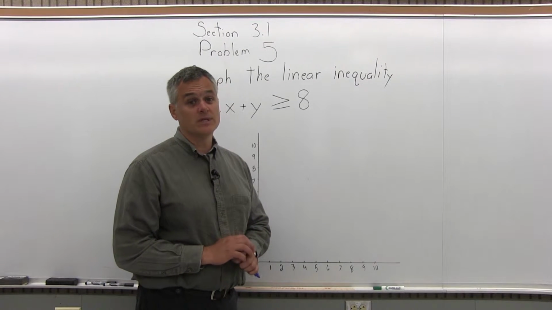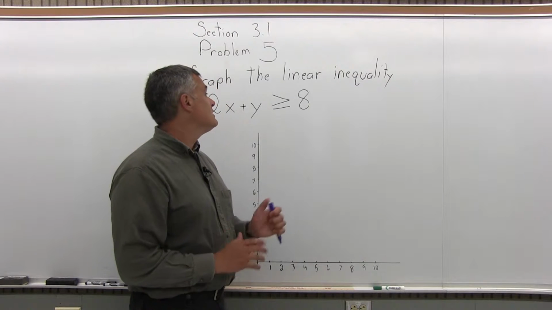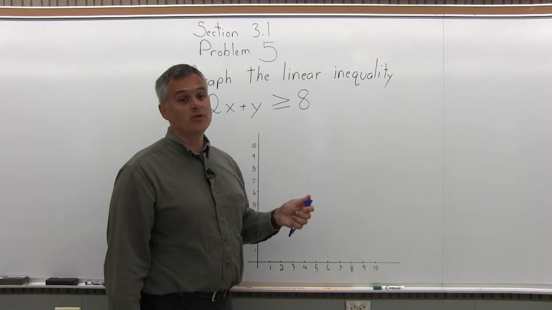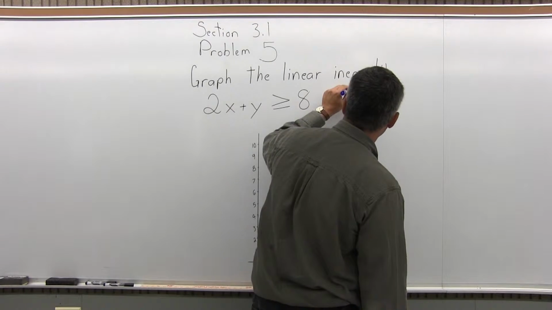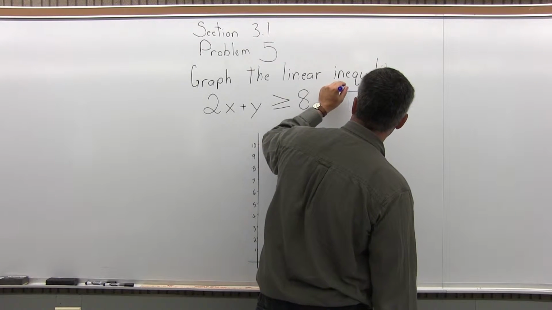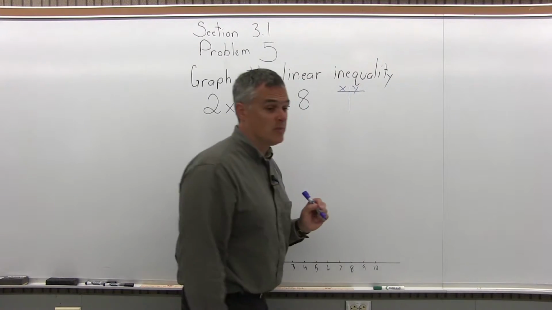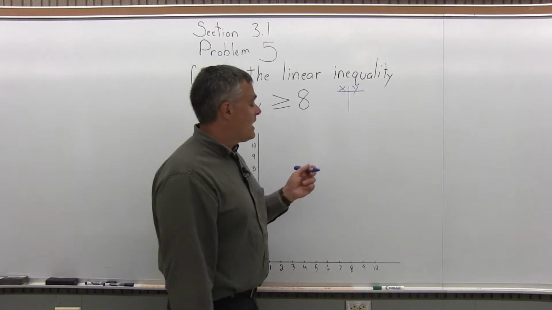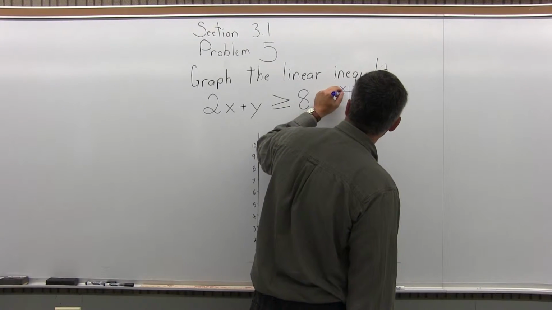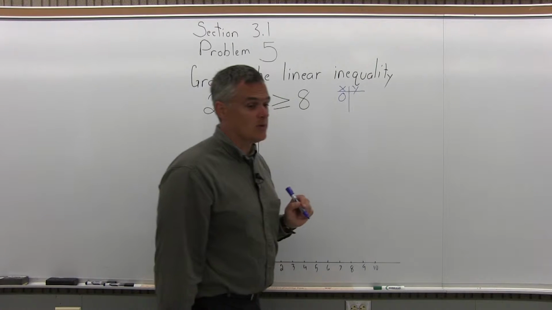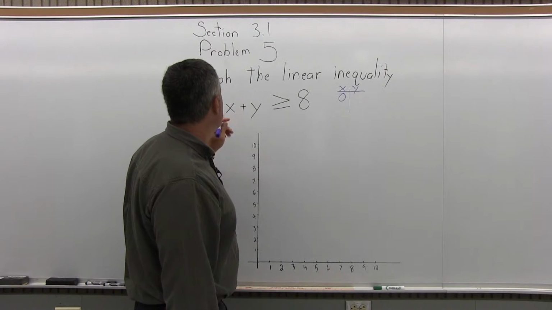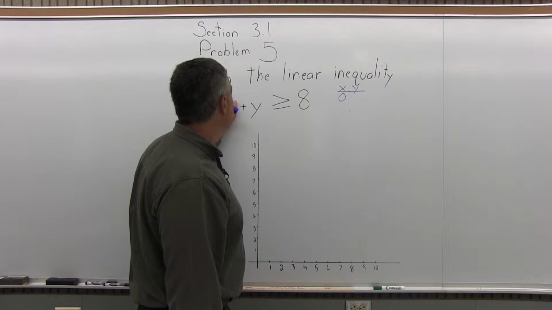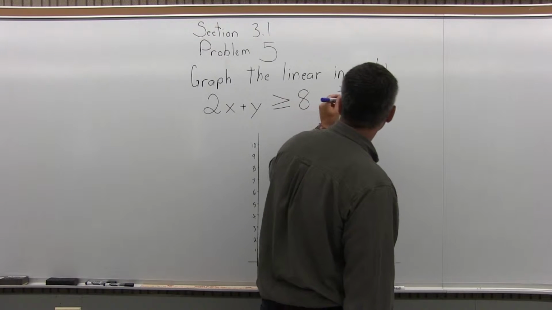Step one of the four steps is pretend that it's a linear equation and find 2 points that have coordinates that make the equation true. What I like to do is make a little chart with an x column and a y column next to it. I usually choose 0 for one of the variables and solve the other one. So if I choose 0 for x, 2 times 0 is 0, and I just have y equals 8.